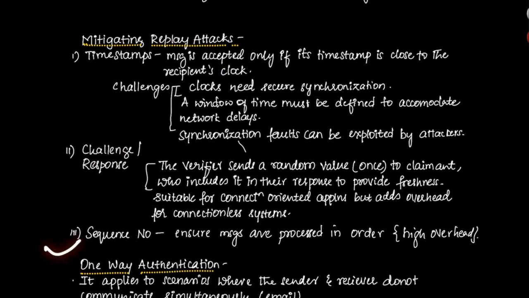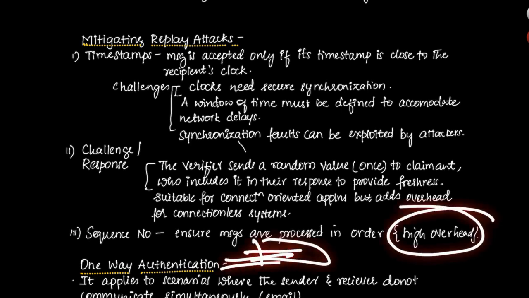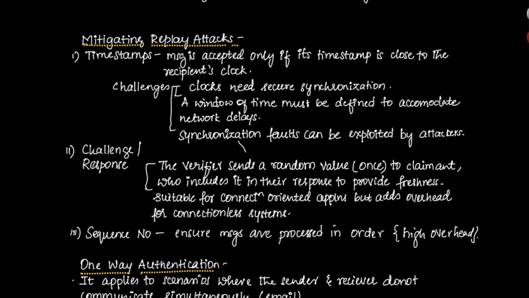Next we have the sequence number. Sequence number will ensure that messages are processed in proper order, in proper sequence. But then the challenge here is the high overhead to track the sequence numbers for multiple users. So these are the mechanisms which could be used to counter the replay attacks.